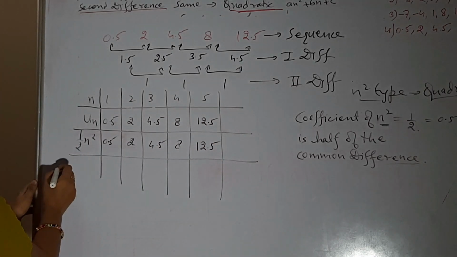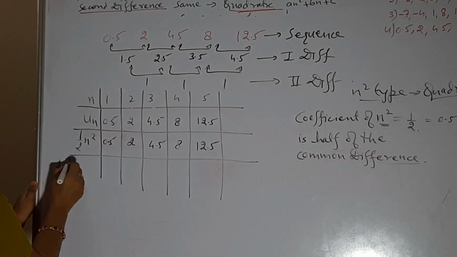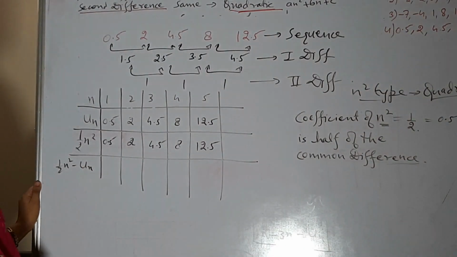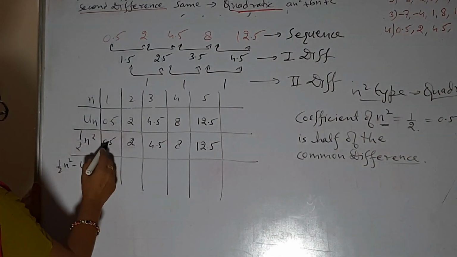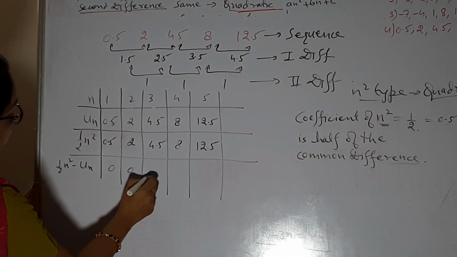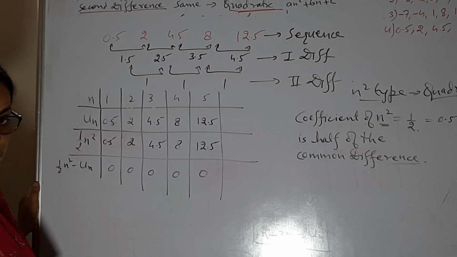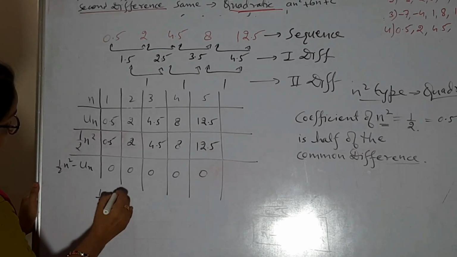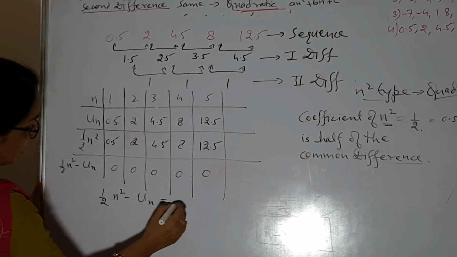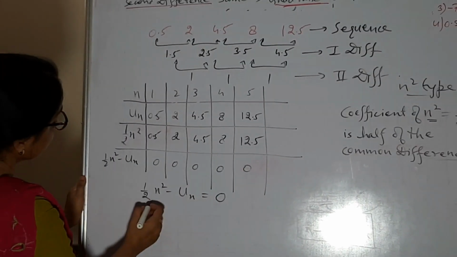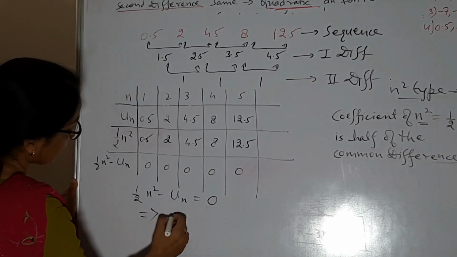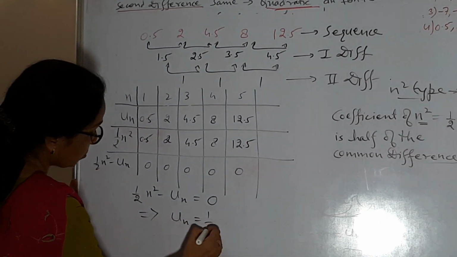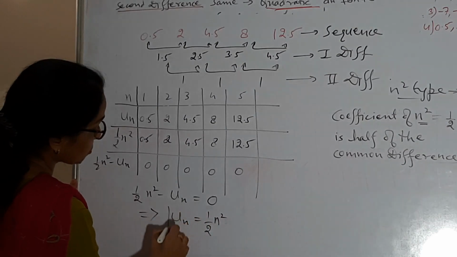We have to do half n square minus un. Okay. So 0.5 minus 0.5, everywhere we will get zeros only. It means that half n square minus un is equal to 0. This implies that our un is equal to half n square.